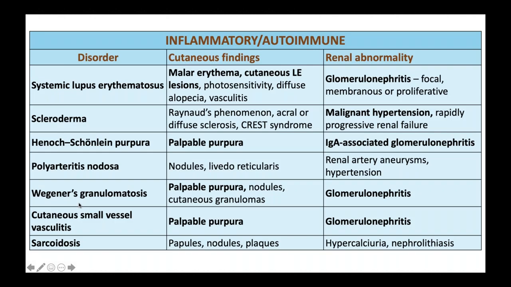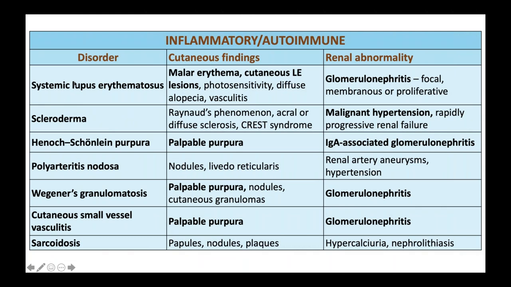And then these are some of the inflammatory or autoimmune conditions with renal abnormalities. Primarily, there is glomerulonephritis in most of them. However, the cutaneous manifestations can differ. Most of them, which are basically vasculitis, Wegener's granulomatosis, cutaneous small vessel vasculitis, Henoch-Schönlein purpura, are all going to present with palpable purpura. These are all forms of small vessel vasculitis. Then you can have polyarteritis nodosa, which is a medium vessel vasculitis and can present with nodules and livedo reticularis.